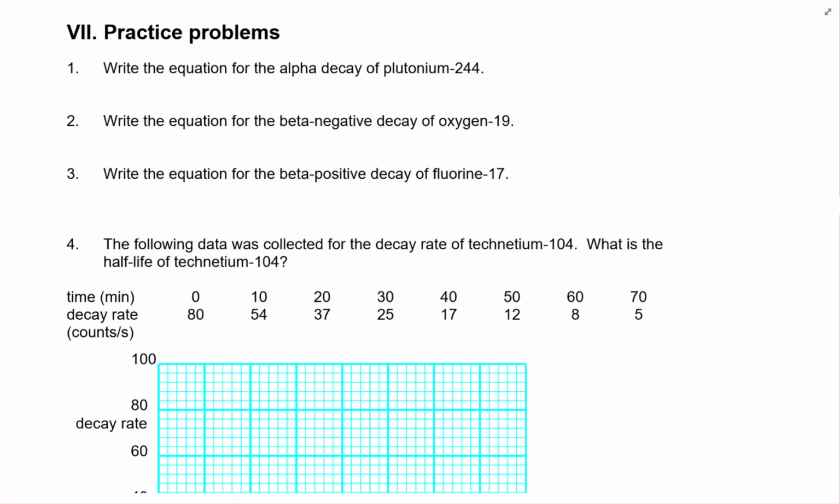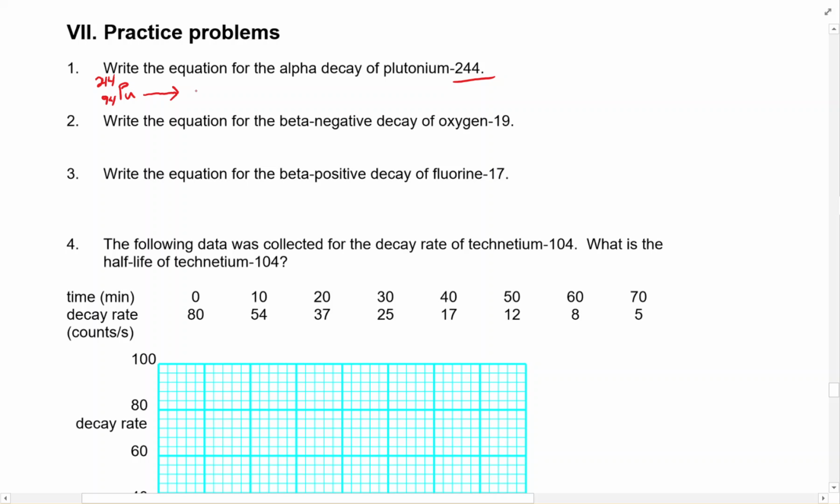All right, so getting into the practice problems here. Number one says write the equation for the alpha decay of plutonium 244. You have to find plutonium on your periodic table. Plutonium is Pu, and it's number 94, and it says it's plutonium 244. So 244 goes up there, and it's just decaying, and it's alpha decay.